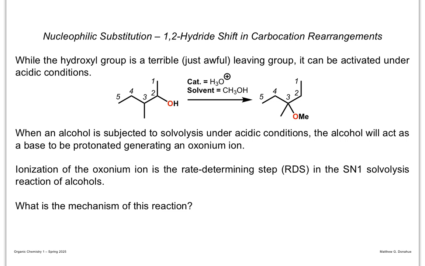So to understand that, let's look at 2 examples here, and we'll walk through the mechanism. So we're going to start with, what's the name of this thing? We have 5 carbons, so it's a pentane derivative. At carbon 2, we have an alcohol, so it's a pentanol. And then carbon 3, we have a methyl group, so this would be called 3-methyl-2-pentanol.